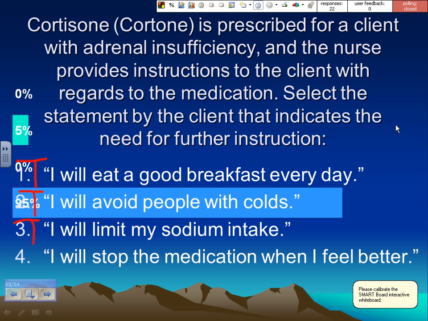But should they ever stop the medication when they feel better? Okay. So we have 3 true and 1 false. So option 4 is going to be our correct answer. And again, fairly simple question, but when you get into those long involved false option questions, that can be a very good technique to use.